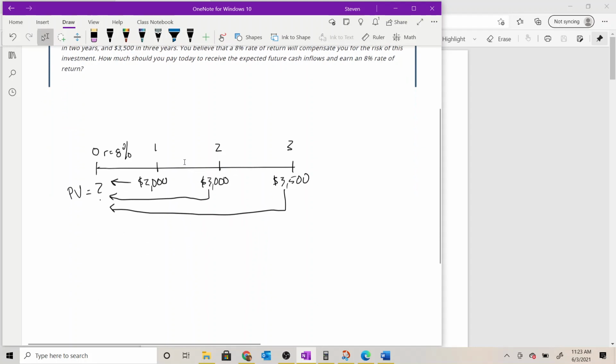Okay, so this is our timeline. This is step 1. We've drawn the timeline and labeled all information. The next step is to identify the type of cash flow that we're looking at.